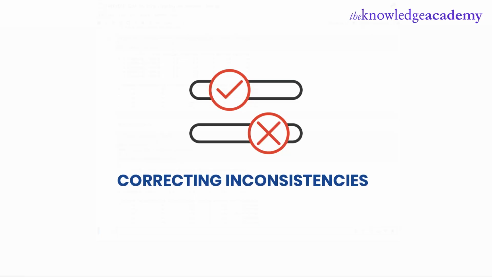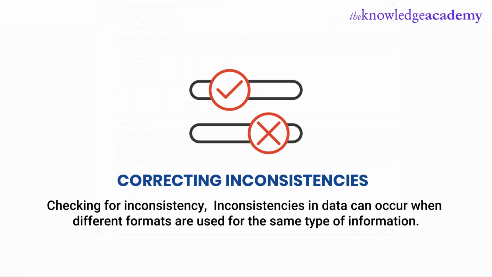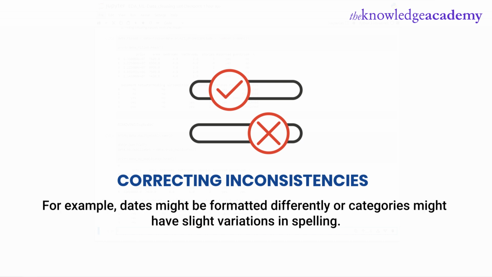Next step in the data cleaning process is checking for inconsistency. Inconsistencies in data can occur when different formats are used for the same type of information. For example, dates might be formatted differently, or categories might have slight variations in spelling. Let's look at how to handle some common inconsistencies.